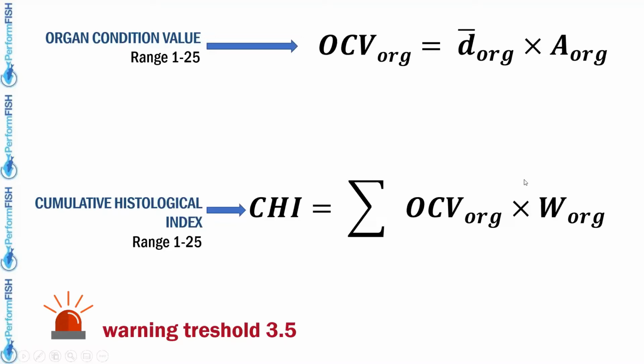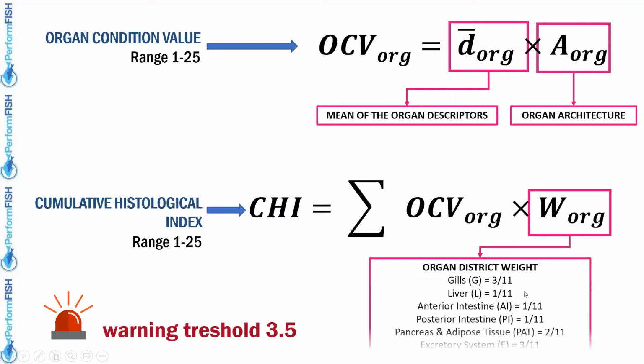And the second, the most general, is the weighted sum of the OCVs of each organ district multiplied by the weights assigned to the organs. Sorry, this is the weight, the organ district weight. And as you already saw in the past presentation, this index, the cumulative histological index, is between 1 and 25, but we have set a threshold at 3.5.